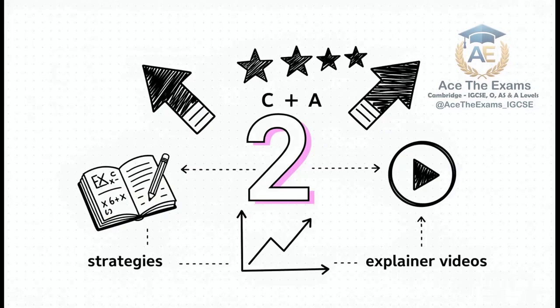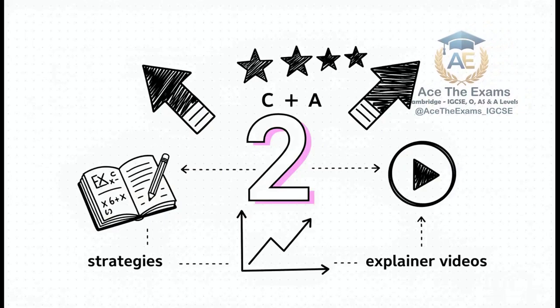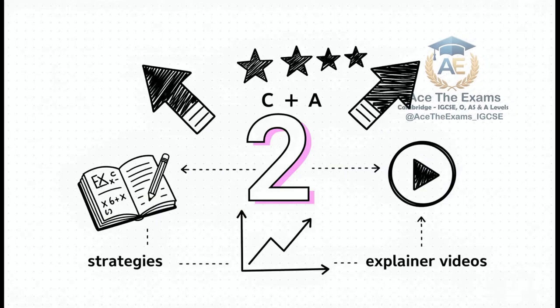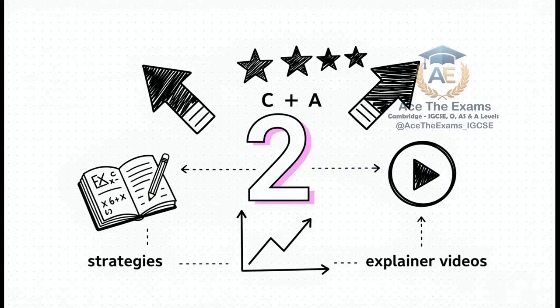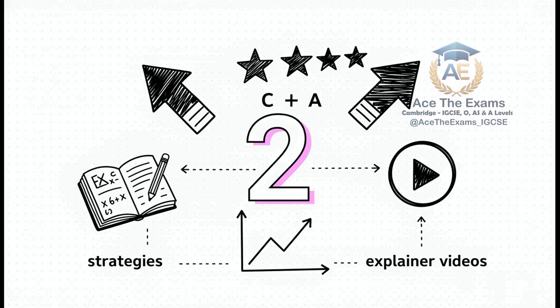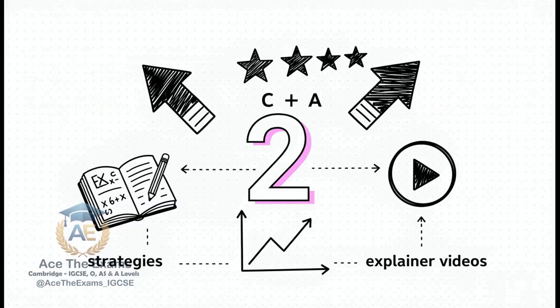Here is the reality. Students who actually implement these precise mathematics strategies see an average improvement of 2 full grade boundaries. That is literally the difference between walking away with a C and celebrating an A. But that kind of massive transformation only happens if you practice consistently alongside explainers just like this one.